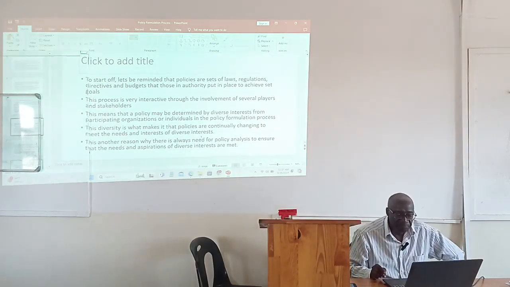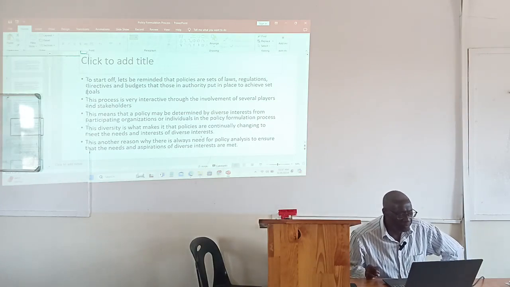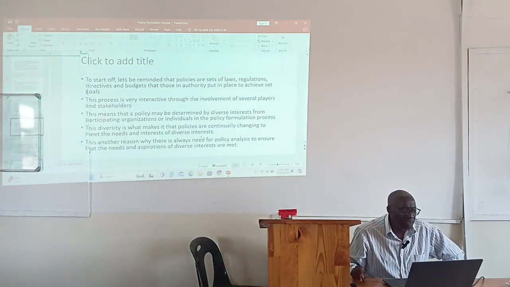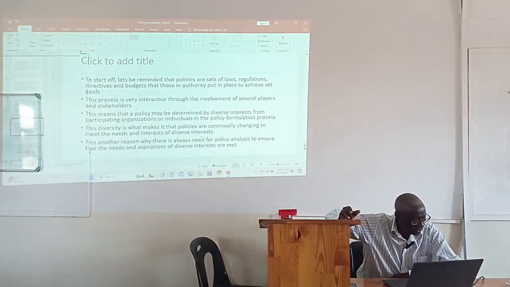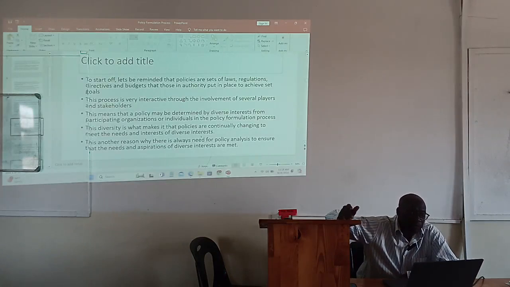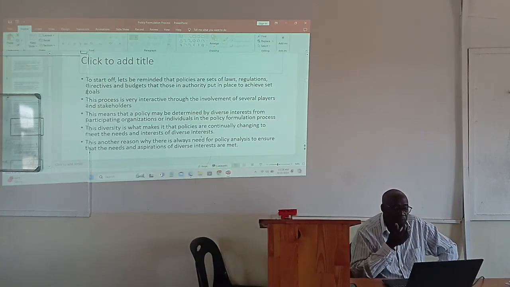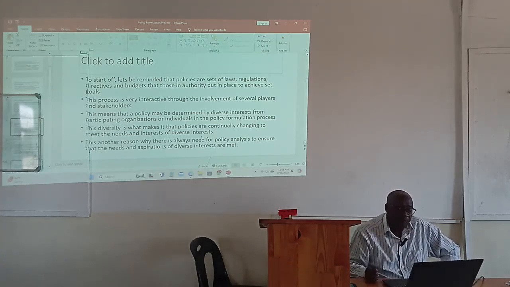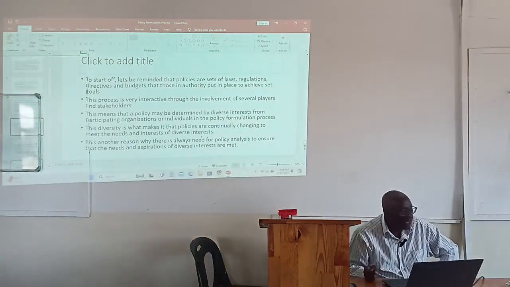Right. Let's go to our second part of this policy formulation. I'll start slowly by reminding ourselves that when we talk about a policy, we're talking about a set of laws and regulations, or directives. We're talking about issues that have to do with budget, and there are also issues of how we can achieve our set goal.